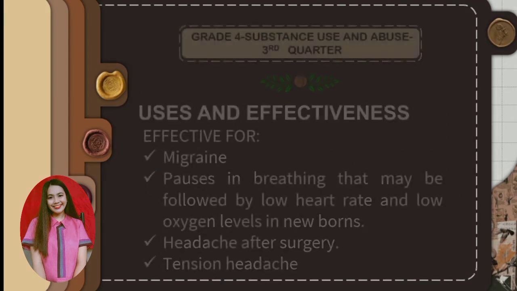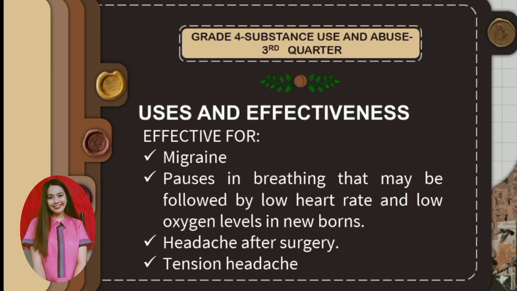Caffeine is effective for migraine. Taking caffeine by mouth together with pain relievers such as aspirin and acetaminophen is effective for treating migraines. Caffeine is an FDA-approved product used with pain relievers for treating migraine headaches.